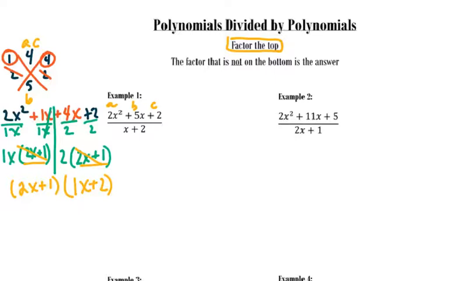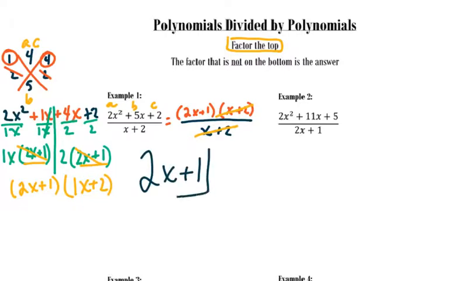So what I'm going to do is on the top, instead of writing this top trinomial, I'm going to replace it with what we just got, 2x plus 1, and 1x, which is just the same as x, plus 2. Now, the bottom of this was x plus 2. So what happens in math is if what's on the top is the same as what's on the bottom, they can cancel. So my final answer, when I divide this and I take this out, all that I have left is 2x plus 1. So that's my answer here.